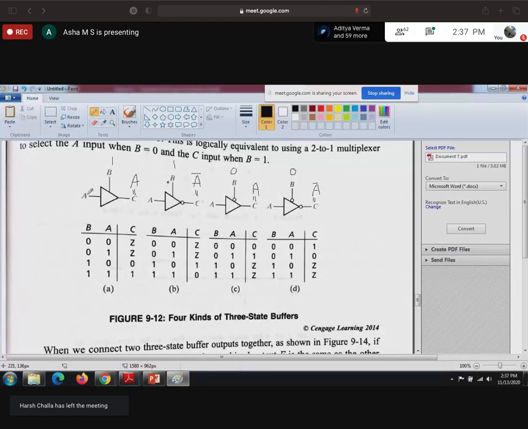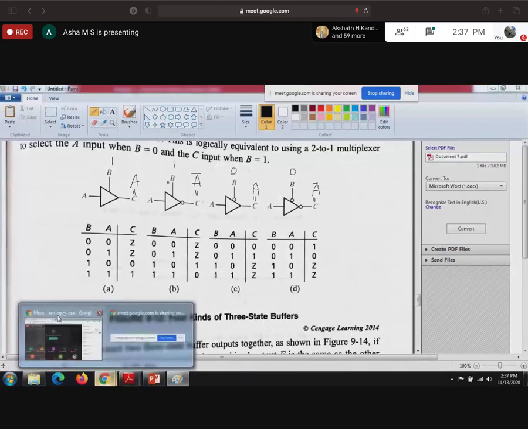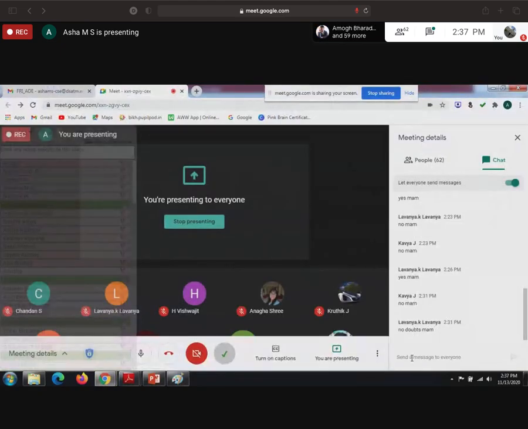Next combination, B equal to 1. B equal to 1 means the buffer is enabled. So what does C carry? C carries the value of A. What is the value of A? The value of A is 1, so C also carries the value 1. Guys, are you clear with the first truth table? If one is understood, you will understand the remaining three.